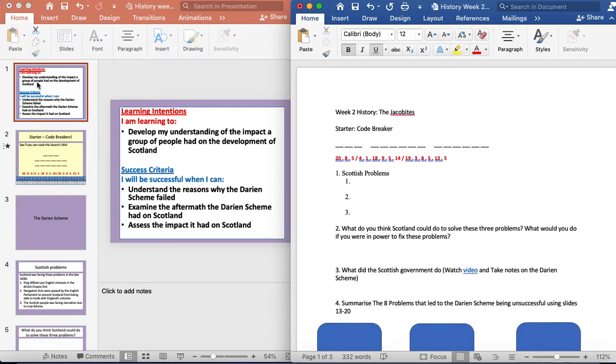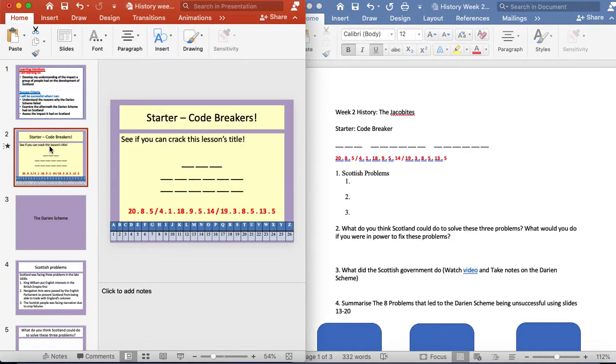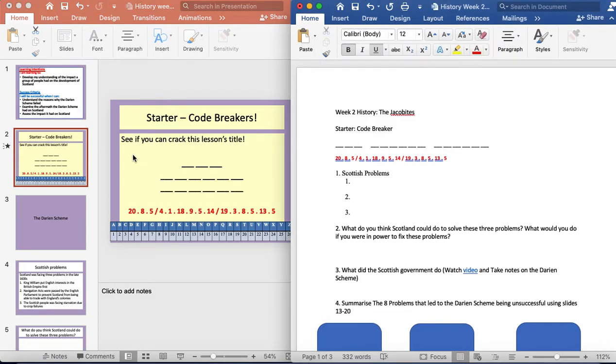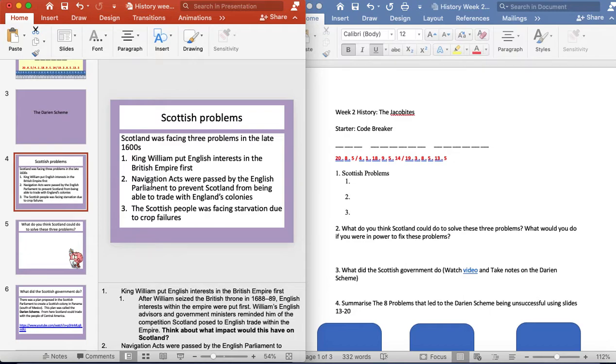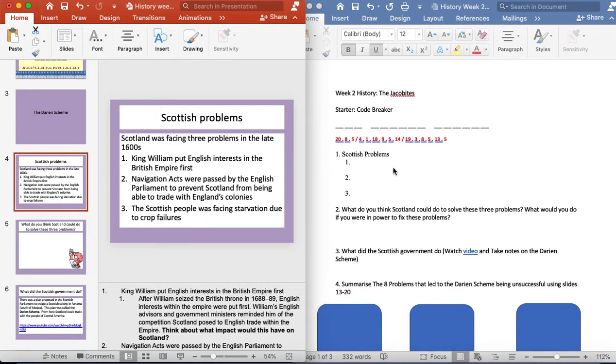As you go through, the first thing is the code breaker. You're going to go through using the code along the bottom, figure out what they are, and type it in over here if you want, or write it on your own paper, not really too bothered. Take a few notes from slide 4. Write these down in your own words. What were the Scottish problems that were going on? This is a bit of a review.